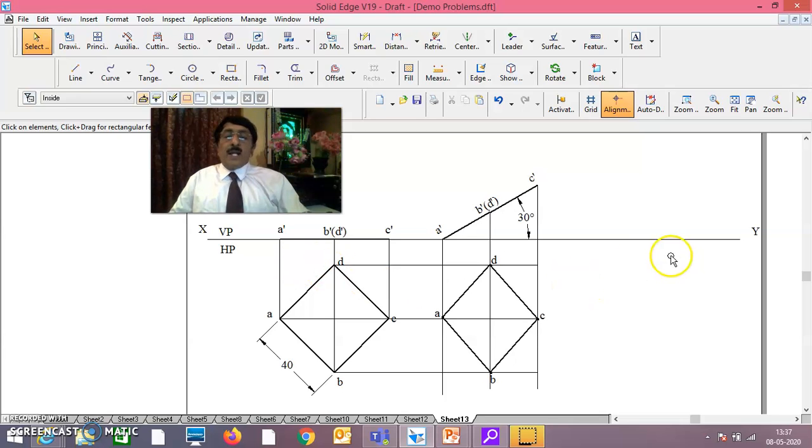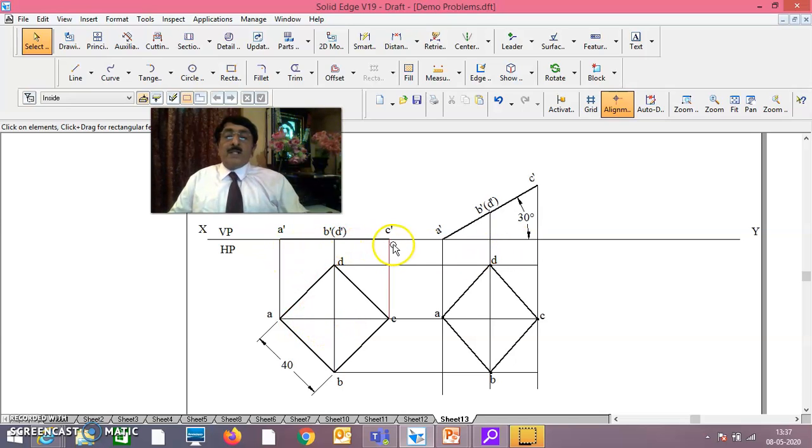Now as you see here, right now what we have done is a square lamina. Right now the complete square lamina is on HP. A, B, C, D. I got the front view corresponding. B is seen, D is away, B dash, D dash, C dash, and this is A dash. Now this is an imaginary diagonal which is parallel to VP.